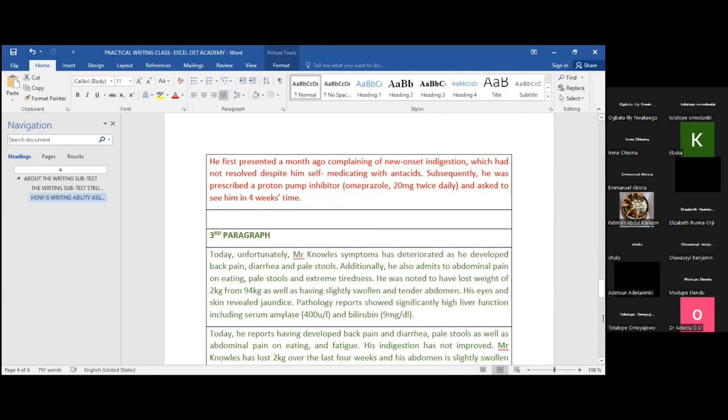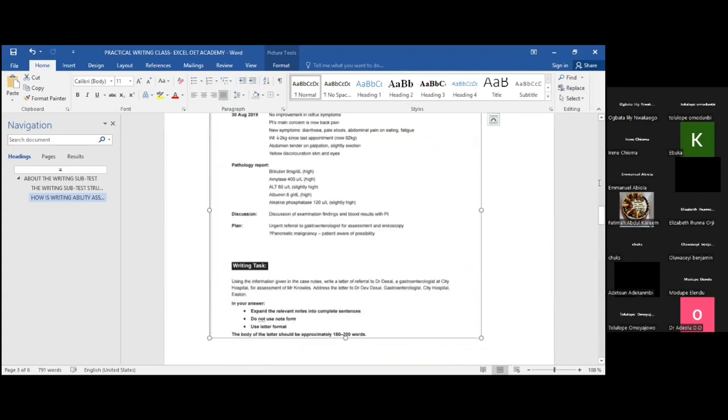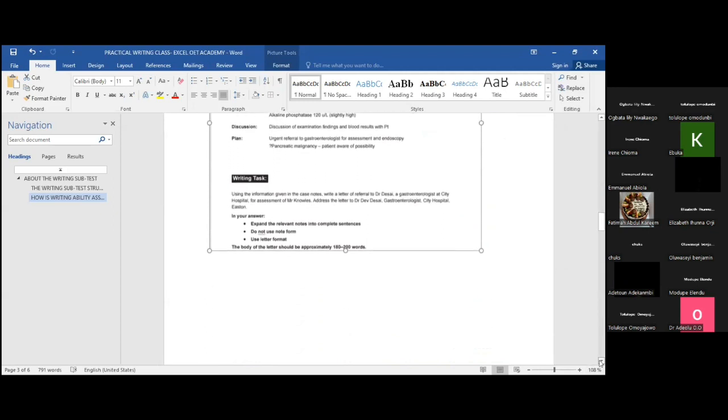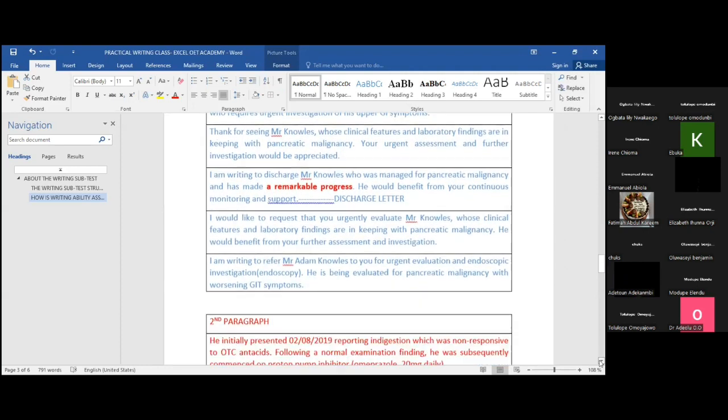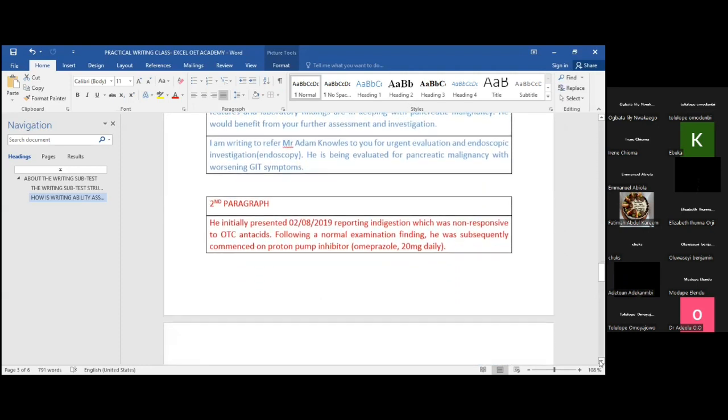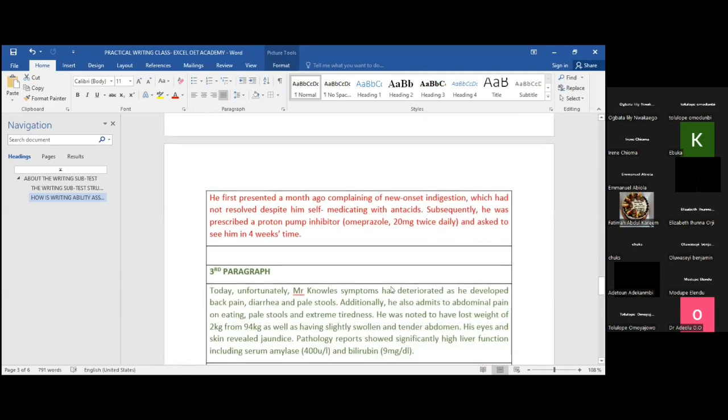Now, if it's urgent, look at this. I said, today, unfortunately, Mr. No's symptoms have deteriorated. I say I'm using big grammar now. Because if you go up, let's go up, I want us to look at this together. They said no improvement in symptoms, so it's not me writing no improvement. I said it's not doing fine; it's deteriorating. Nothing special. So unfortunately, Mr. No has deteriorated as he developed back pain, diarrhea, and pale stool.